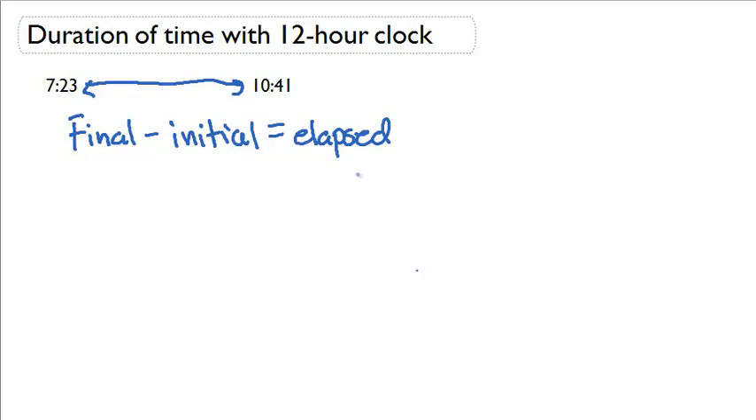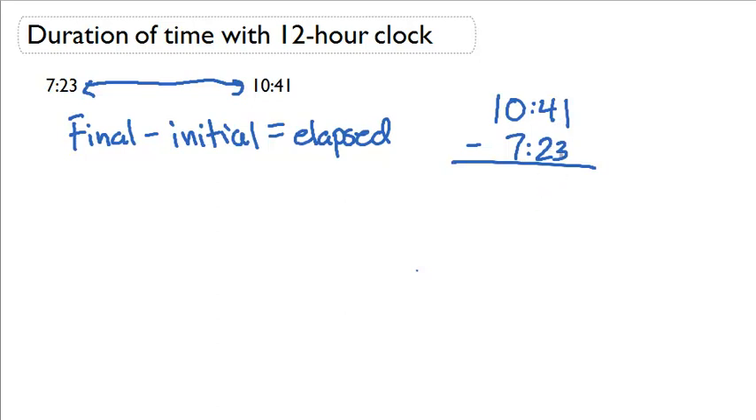The only thing that's different here is that now we know how to work with 1-minute intervals. And so you better bring your math skills because we're going to do a lot of math here. So our final time here is 10:41 and our initial time is 7:23. So I'm just setting up my equation and subtracting. And how do I go from here? Well, 41 minus 23 is going to be what?